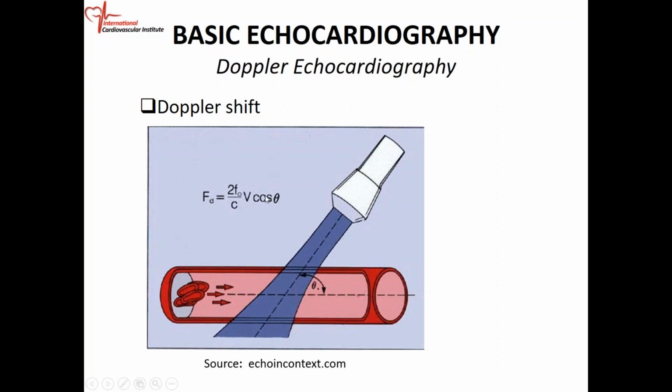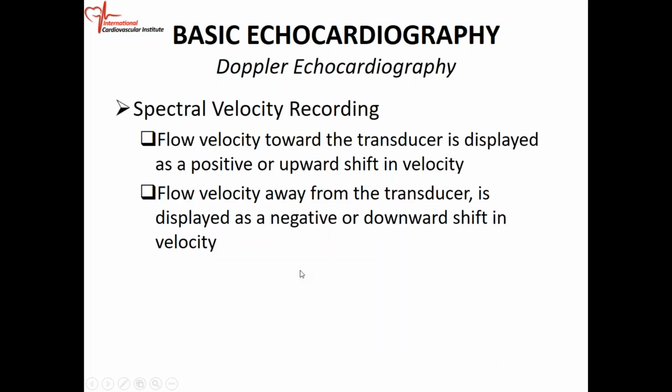Because you're looking at your cosine of the angle, you want to get your ultrasound beam parallel to blood flow. If it's parallel, then theta is zero, and if you substitute zero there, cosine of zero is one. Maximum Doppler shift, maximum velocity. Very important. If your ultrasound beam is perpendicular, then you're not going to get any Doppler shift whatsoever. You're not going to get any velocity. So the limitation of Doppler is that it is angle dependent.